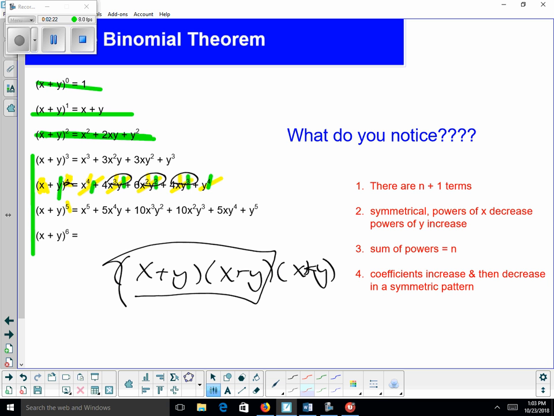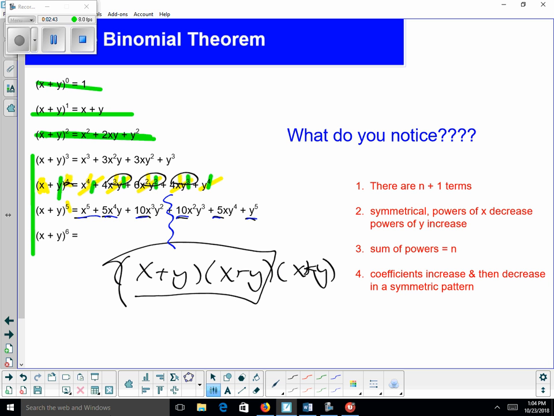And lastly, the coefficients, you should recognize the pattern. I go 1, 5, 10, 10, 5, 1. So they are a mirror reflection of each other. If I drew an imaginary line here, I have 1, 5, 10, and then 10, 5, 1. That's going to happen any time we expand the binomial. And we're going to show you how we come up with those coefficients.